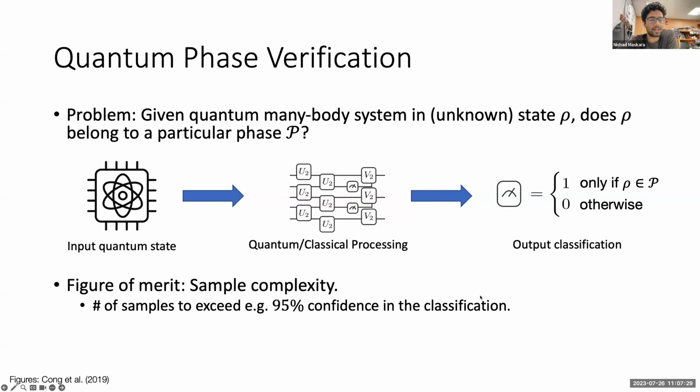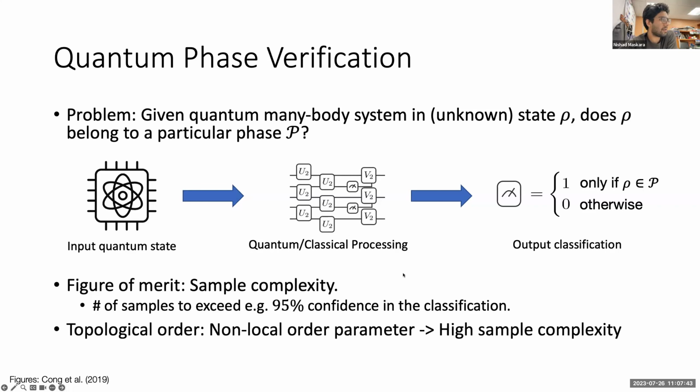And one of the key figures of merit is the so-called sample complexity. Essentially, it tells us how many runs of the experiment, how many measurements we need to make before we can make our classification with high confidence. Topological order is an especially challenging situation for quantum phase verification because the typical order parameter that people measure, the Wilson loop, decays exponentially. We'll see this a little bit in a second, but as a result, it has very high sample complexity. So today, the way we're going to phrase our approach is that it allows us to address this problem of high sample complexity.